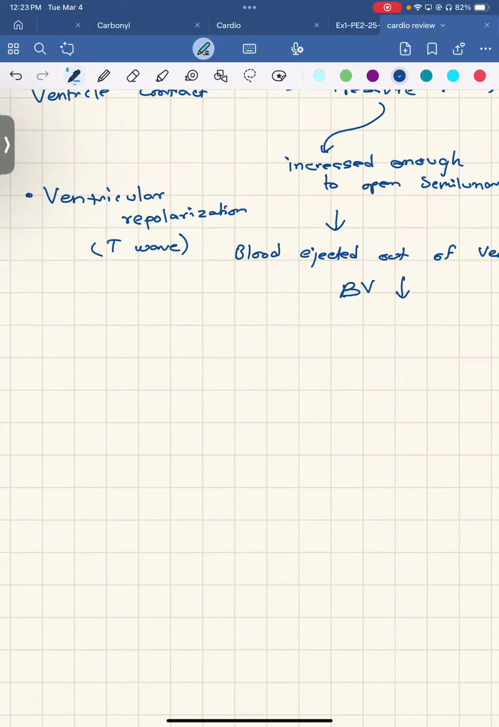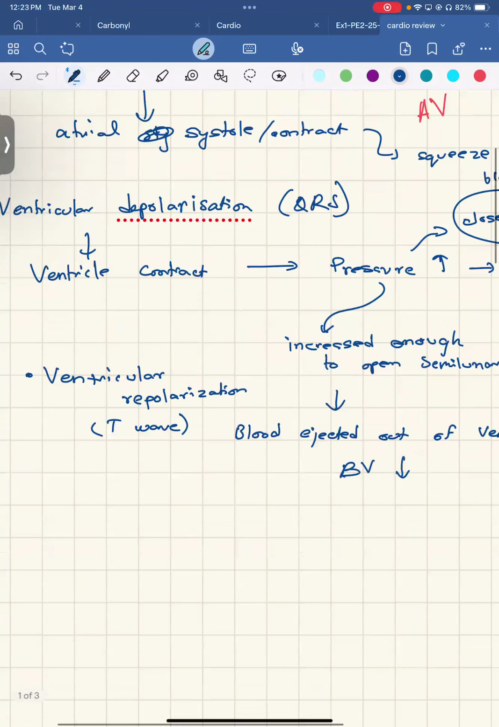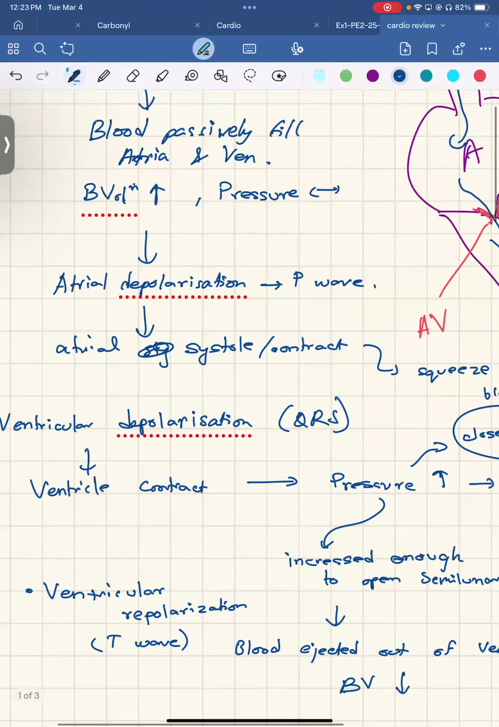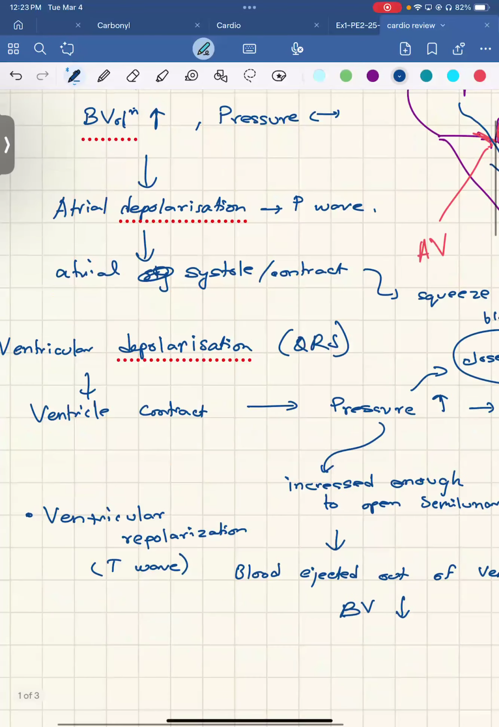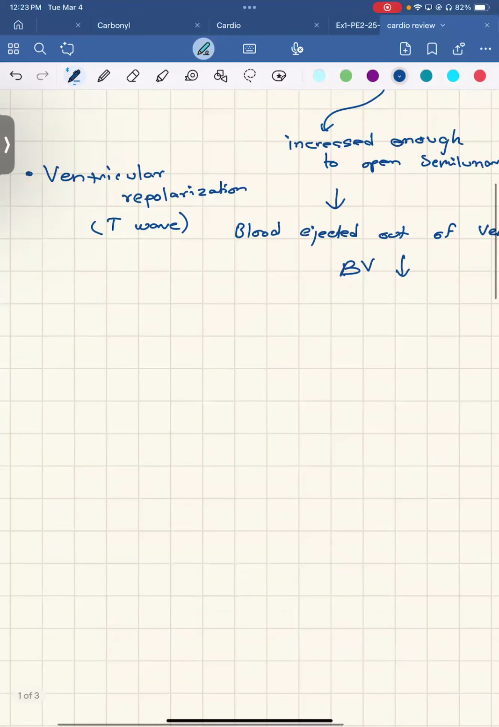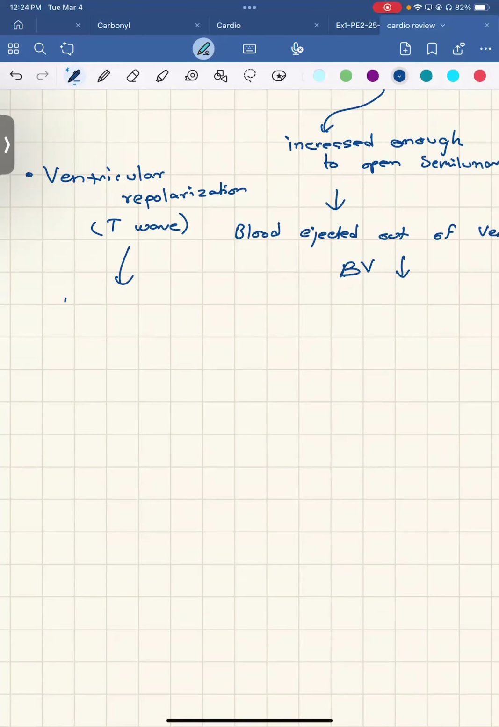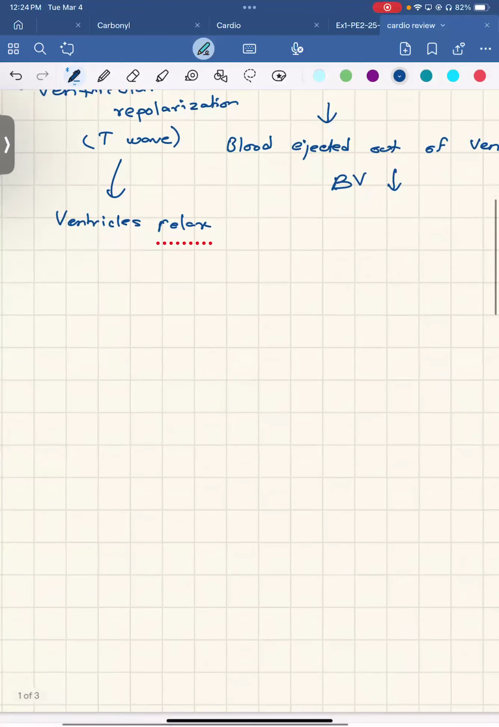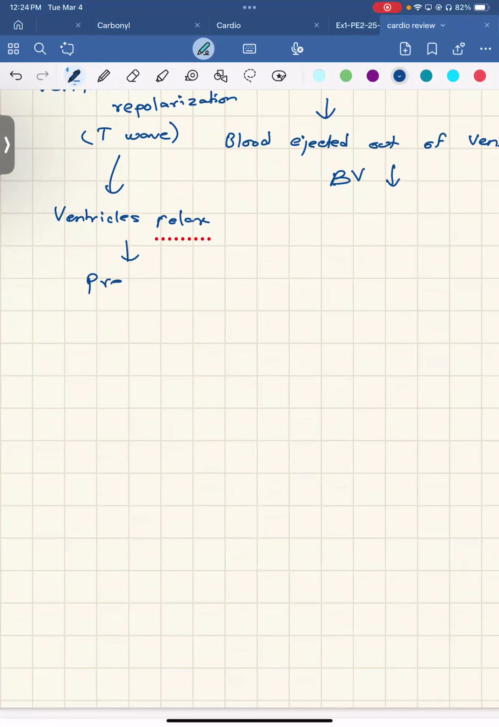Okay, awesome. And just as a side note, the atria also did repolarization, but that was during the QRS signal, so it was masked. That's why we didn't see it. Okay, so if the ventricle is repolarized, that means the ventricle would relax now. If the ventricles relax, then what would happen to pressure?